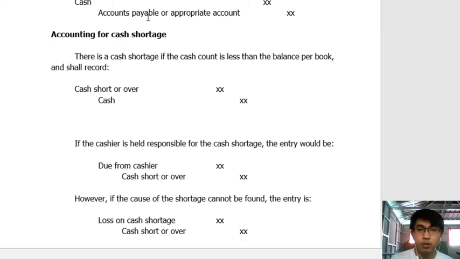So, you need to adjust your cash account by crediting. So, babawasan mo yung cash account. Then, gagamit ka ng cash short or over. Cash short or over is just a temporary account. So, paano ang treatment sa cash short or over?